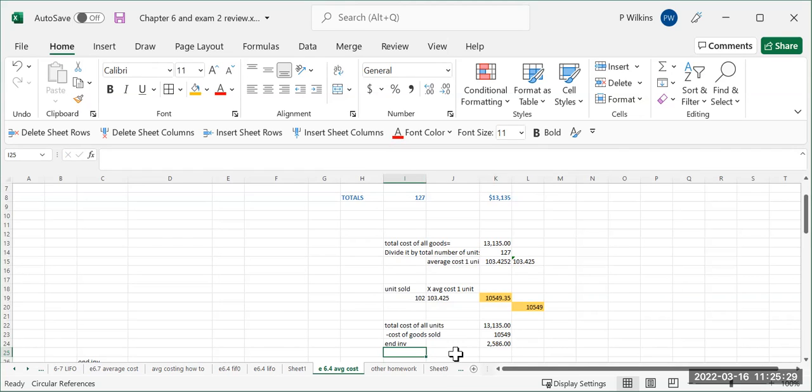On the other example problem, we did ending inventory first and we subtracted to get the cost of goods sold. In this one, we did cost of goods sold first and we subtracted to get to the ending inventory. So the key is for average costing, you always solve for whatever they ask you to solve for first, and then you subtract that cost from the total cost of goods available for sale, the total cost of all the goods, to get the other number.